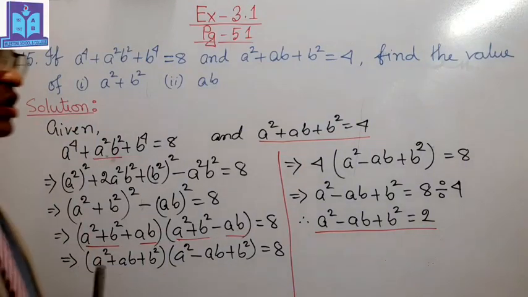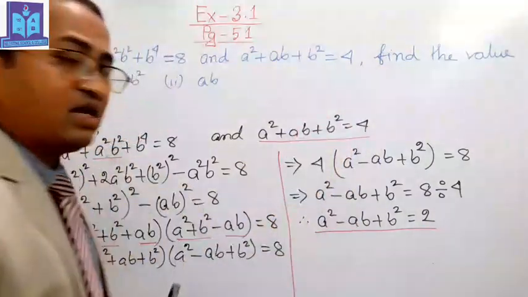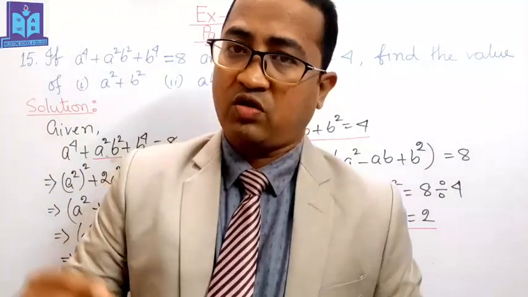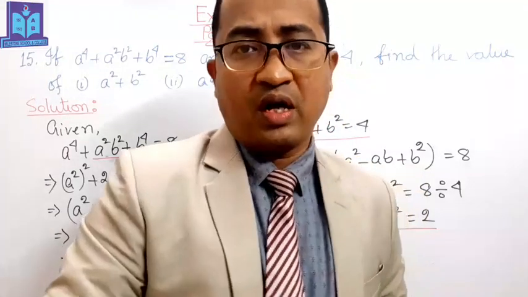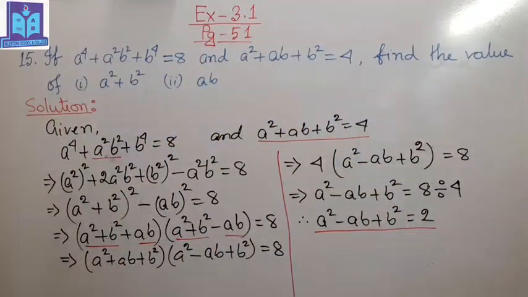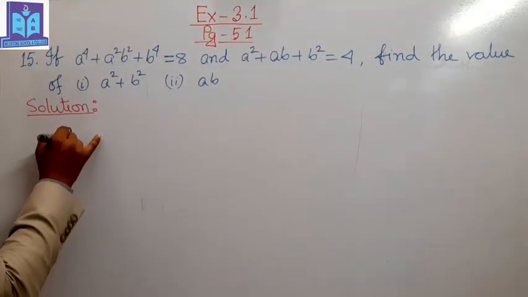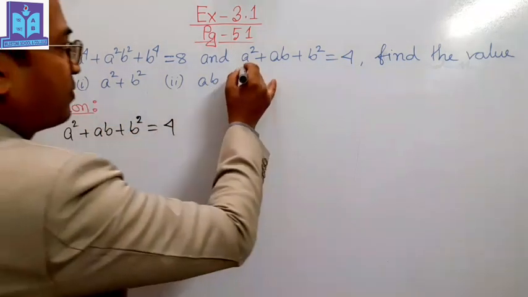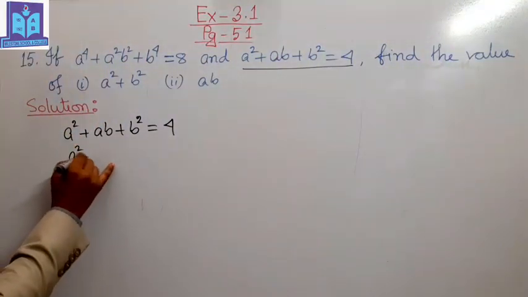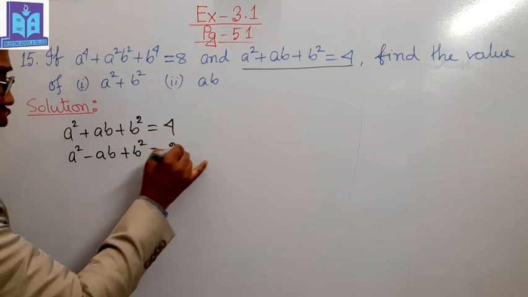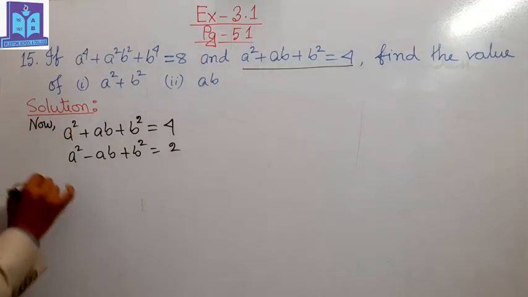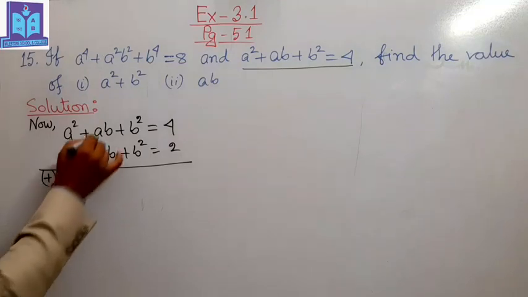Now from the equation a² + ab + b² = 4 and the equation a² − ab + b² = 2, we will find out the value of a² + b² as well as the value of ab. Now we have a² + ab + b² equal to 4, it is the given part. And we got a² − ab + b² equal to 2 from the first equation. Now we will add these two, so give a plus sign over there. We'll add, so the ab terms will be cancelled.